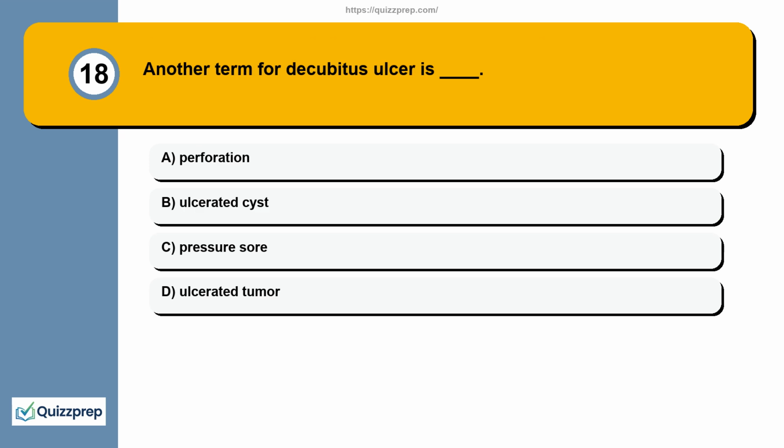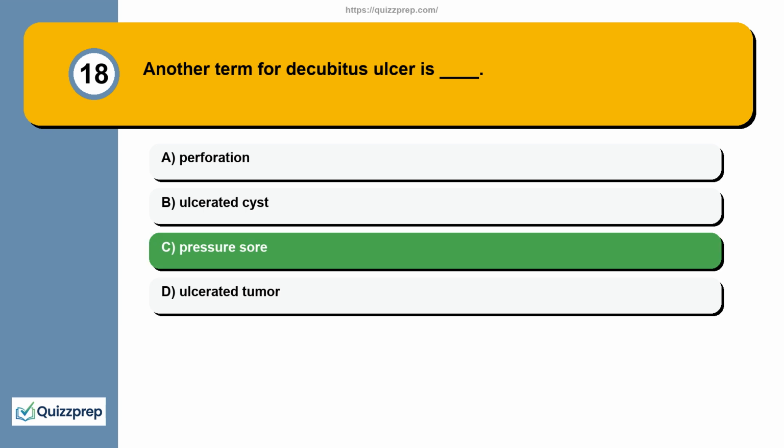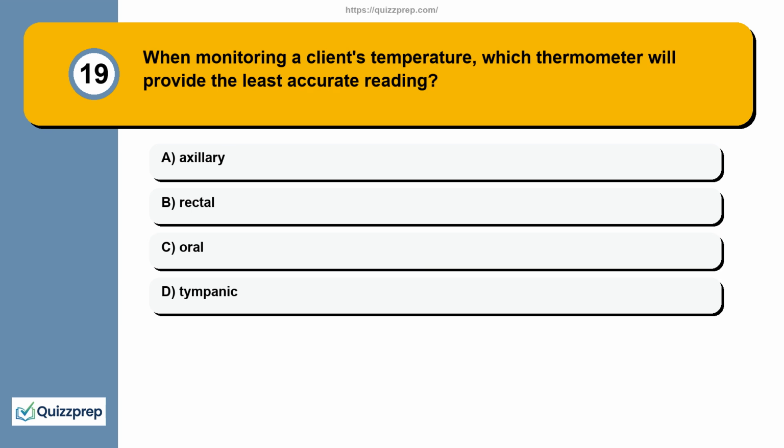Question 18. Another term for decubitus ulcer is perforation, ulcerated cyst, pressure sore, ulcerated tumor. Question 19. When monitoring a client's temperature, which thermometer will provide the least accurate reading? Axillary, rectal, oral, tympanic.